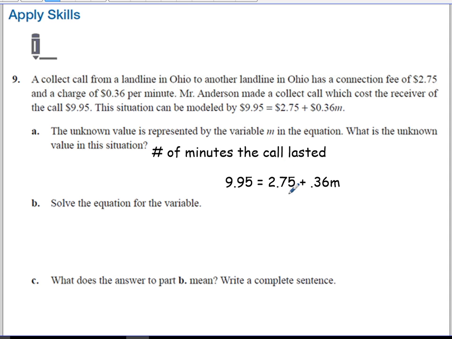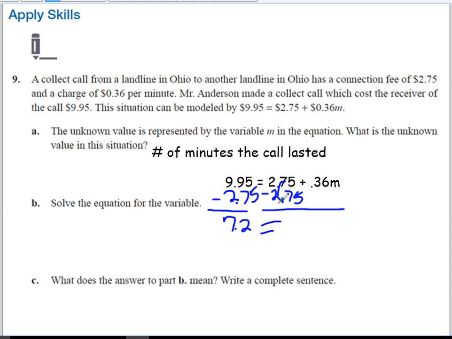Again, we'll get rid of adding or subtracting first. The 0.36 is the one being multiplied. So we need to scoot over here to the 2.75. That's positive, so we have to subtract it to get rid of it. So 2.75 minus 2.75 becomes 0, like we want it to do. So we have to subtract 2.75 from the 9.95 as well. So when we do that, we get 7.20, or again, we can drop that 0 and just say 7.2.